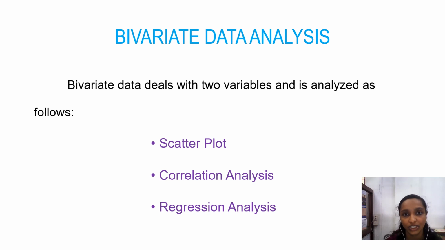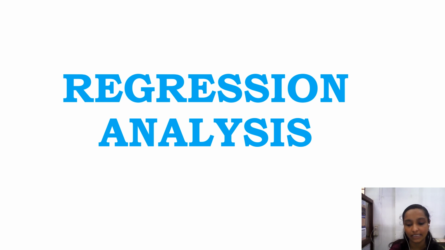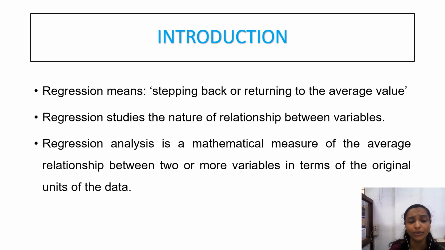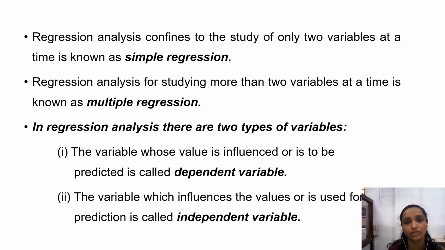And in regression analysis, we can study the nature of the relationship, or it can be used to predict one of the variables with the help of the known value of the other variable. We are going to discuss regression analysis in detail. What do you mean by the word regression? Regression means stepping back or returning to the average value. Regression studies the nature of the relationship between the variables, and it is a mathematical measure of the average relationship between two or more variables in terms of the original units of data.